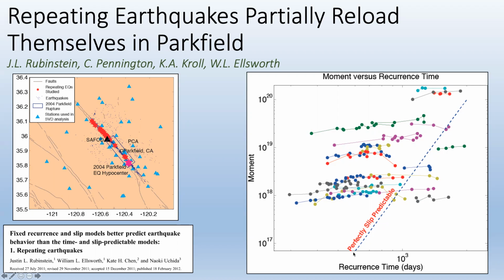But what you can clearly see is in this perfectly slip predictable line, you'd have 0 moment, but all of these are projecting back to a moment far greater than 0. So we're trying to understand what's happening here.